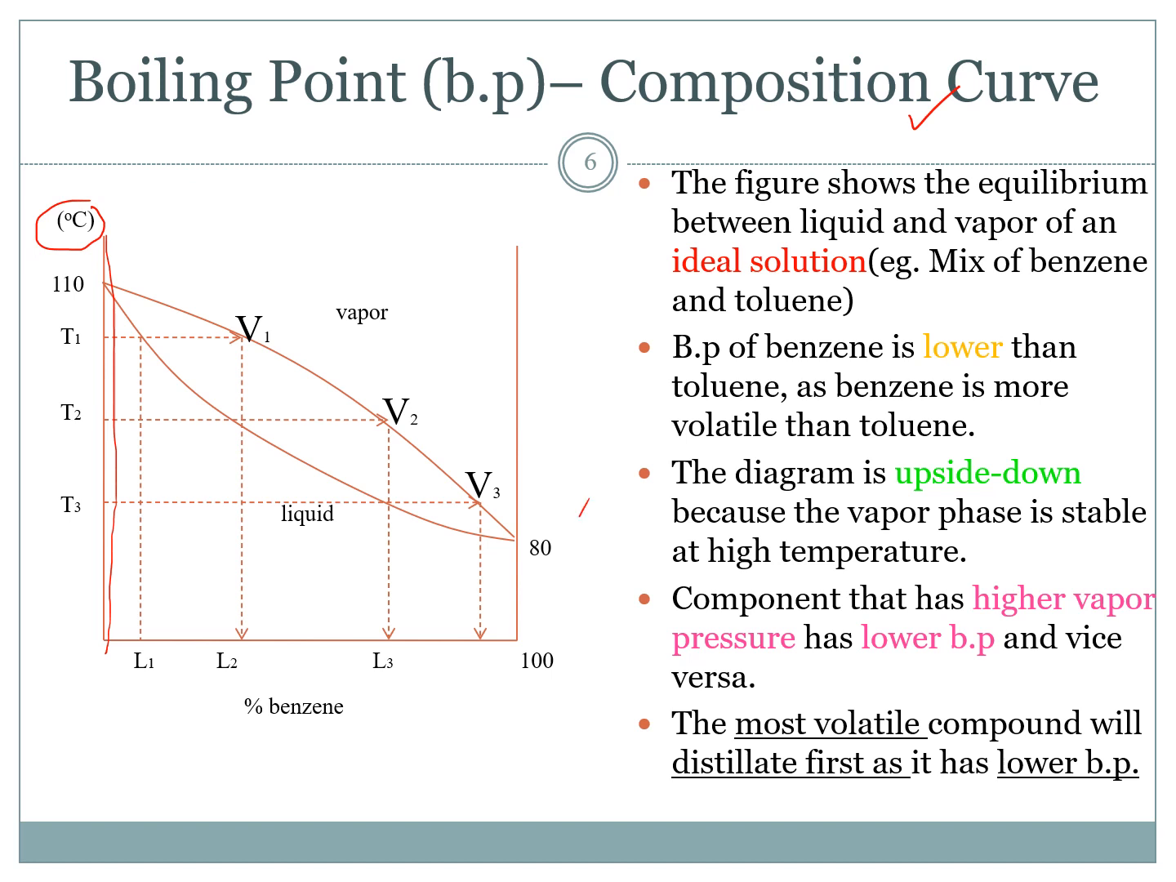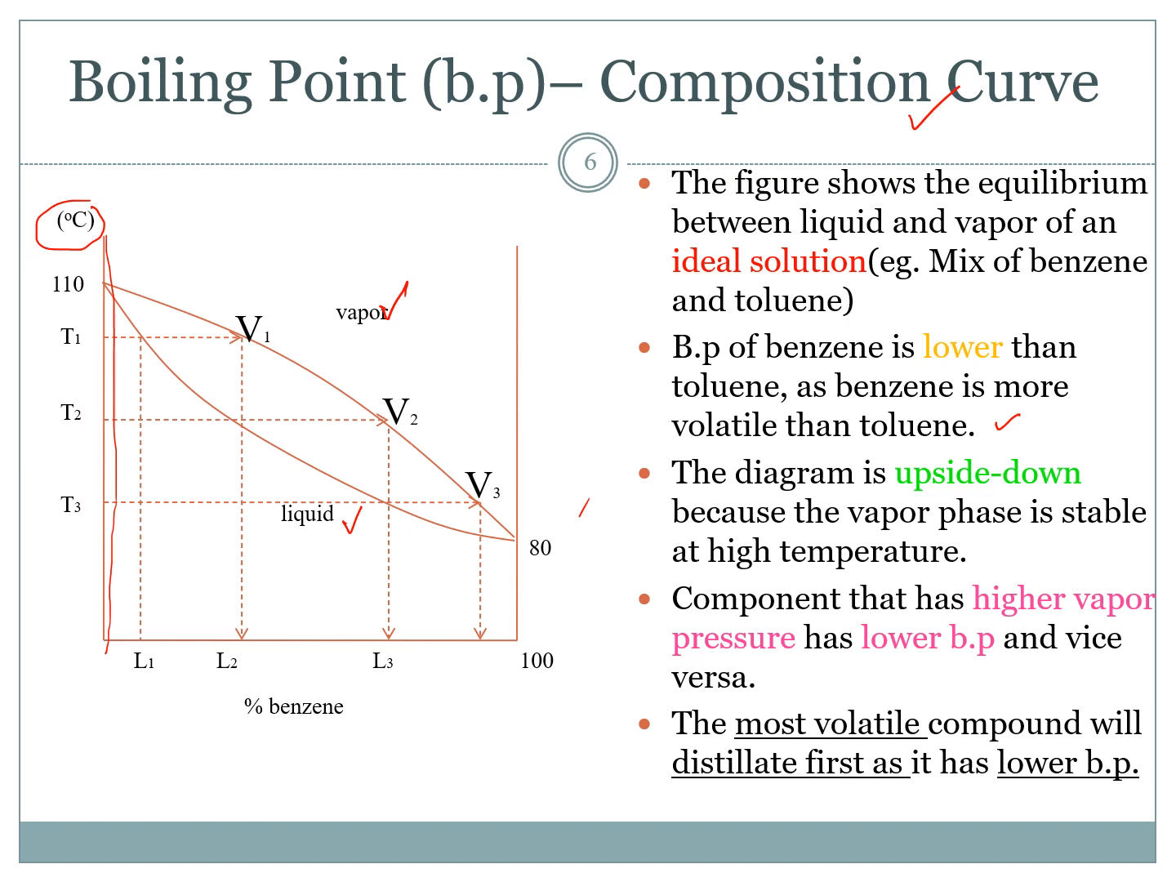The boiling point of benzene is lower than toluene as benzene is more volatile than toluene. This is due to benzene having high vapor pressure. It means that the molecules are escaping easily from the surface, which means that the intermolecular forces are weak. So you don't have to supply so much heat to break them and boil the liquid. So that's why benzene has a lower boiling point. The diagram is upside down because the vapor phase is stable at high temperature. So this is the vapor phase, this is the liquid phase.